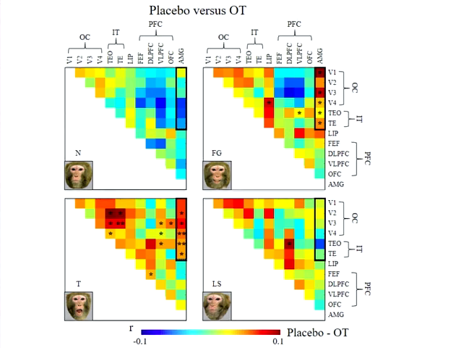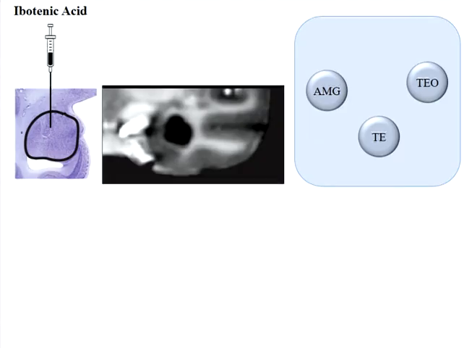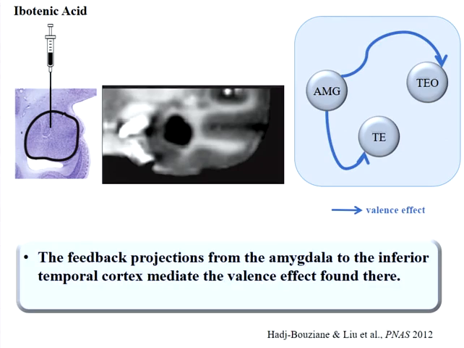Then when we give the monkey oxytocin, you will find the similar coupling will change under the oxytocin effect. That is, oxytocin will reduce the functional coupling between the amygdala and the occipital cortex and temporal cortex. In our previous study, when we used monkeys as a model to study the amygdala effect, we injected ibotenic acid into the amygdala to cause a lesion there, and we found the amygdala will modulate the valence effect we found in the temporal lobe.